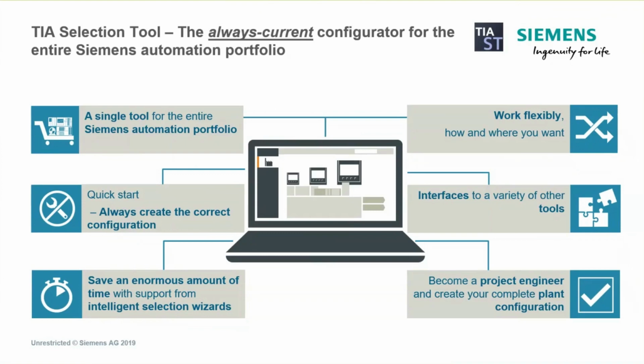So this is a single tool for your whole automation design. So we don't have a separate PLC configurator and a separate HMI configurator, SCADA configurator. Everything is encompassed in this one software tool. So there is this little TIA selection tool icon on your desktop, launch it, and you can configure your whole machine or your whole factory from within this one software tool.